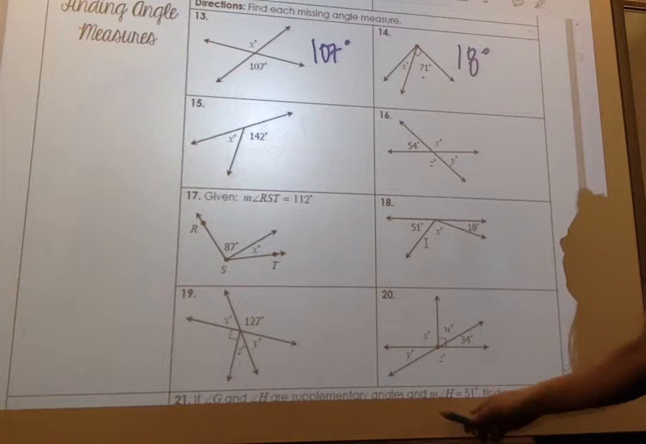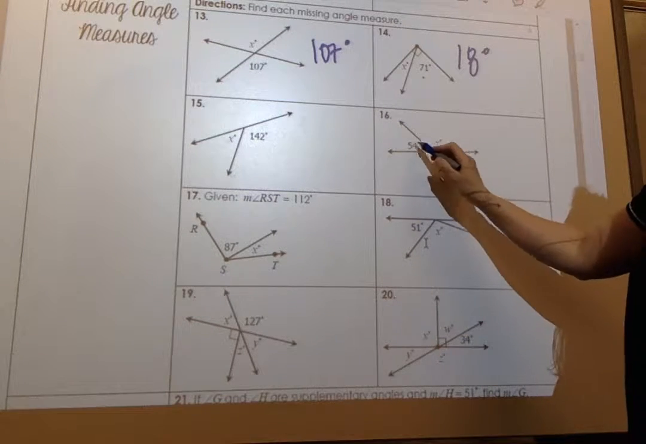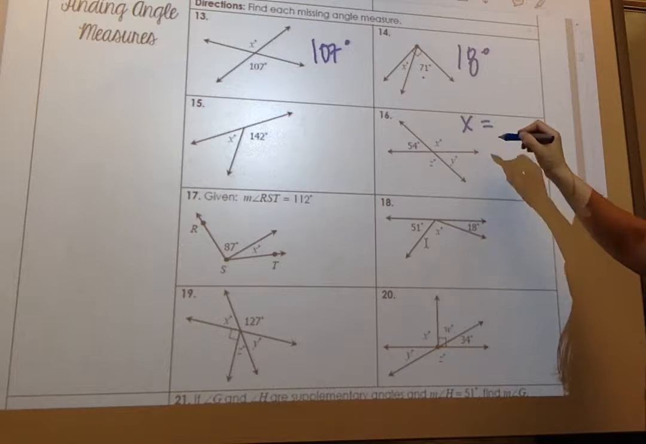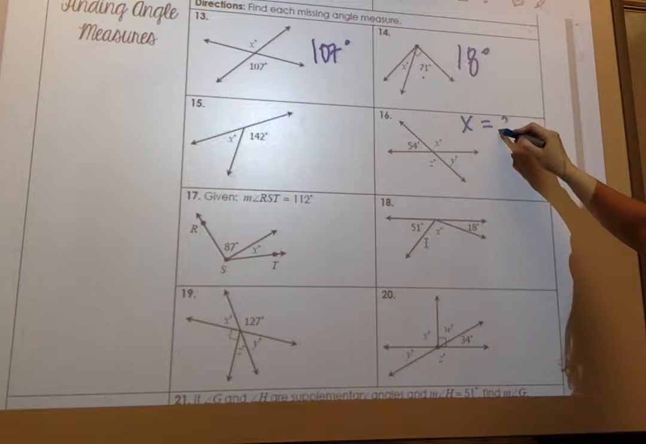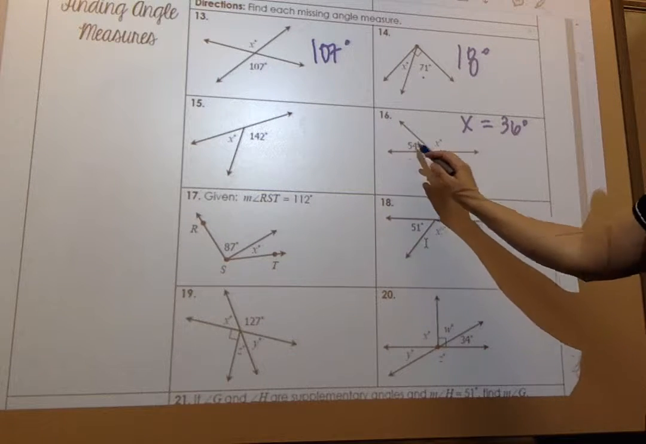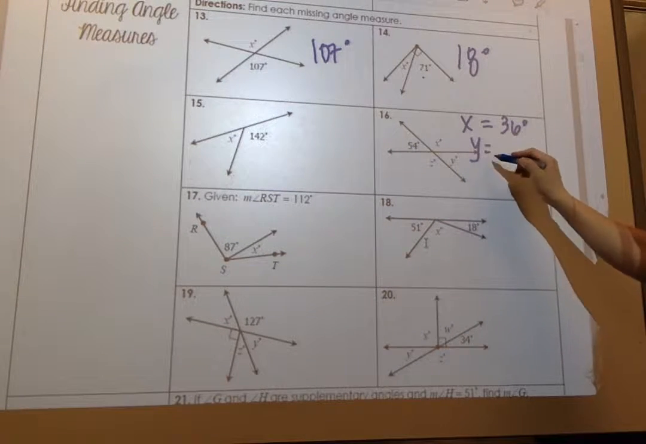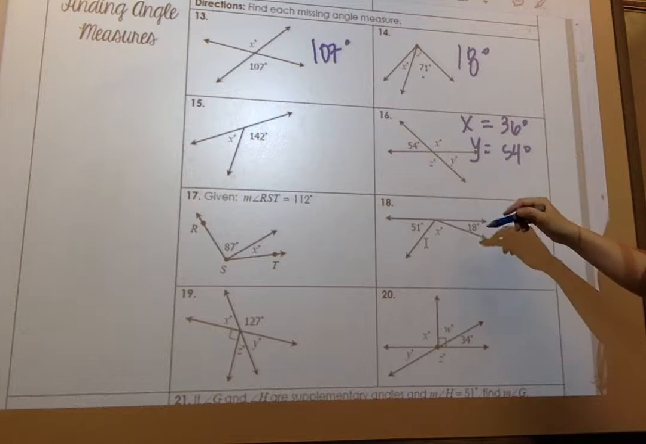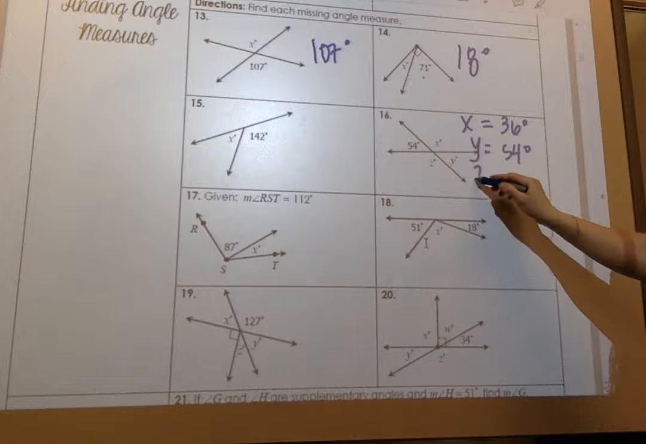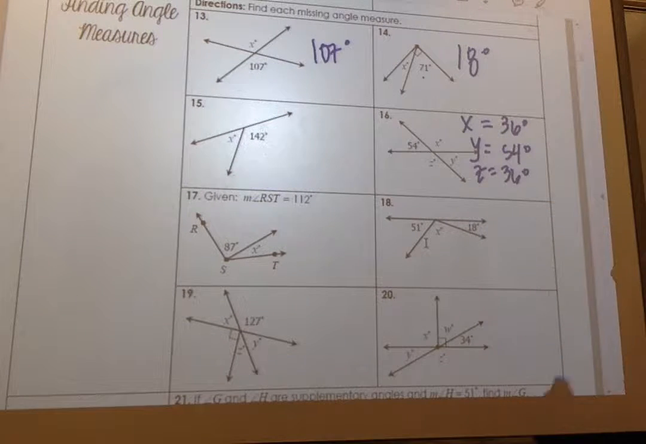All right, so number 16, x and 54 are complementary. So x is going to be equal to 36 degrees. They add up to 90. y and 54 are vertical angles, so y is going to be equal to 54 degrees. z and x are going to be vertical, so z is going to be 36 degrees.